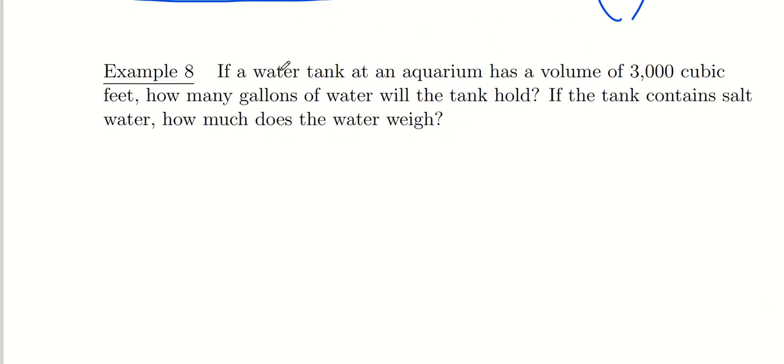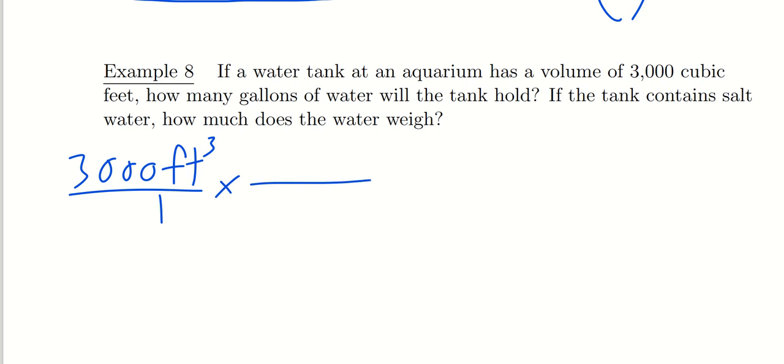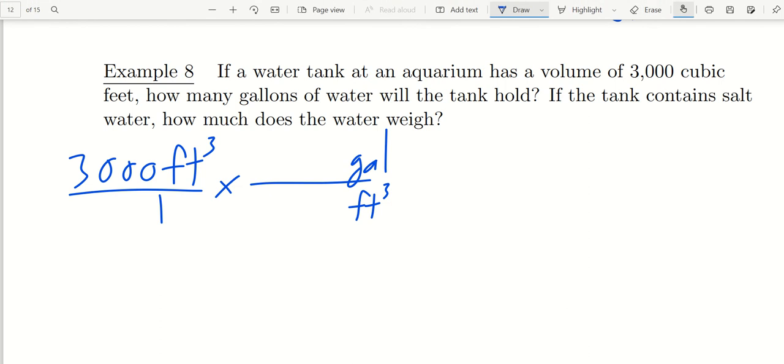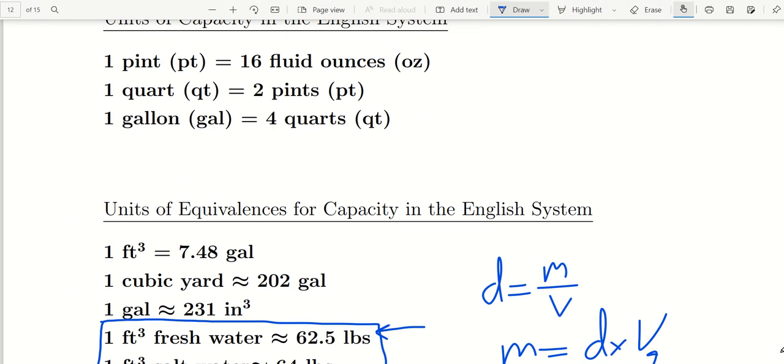Let's take a look at example 8. If a water tank at an aquarium holds 3,000 cubic feet, how many gallons will the tank hold? So we want to do a conversion here. This is now a volume. So it's cubic feet, that's feet to the third power, over 1. We want to convert from cubic feet to gallons. So cubic feet goes on the bottom. Gallons goes on top. Let's find that relationship.